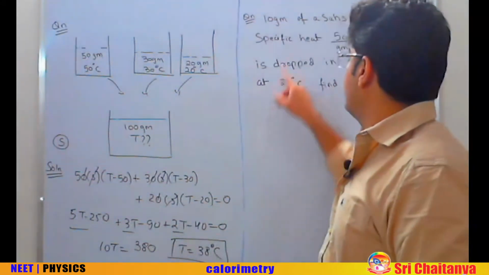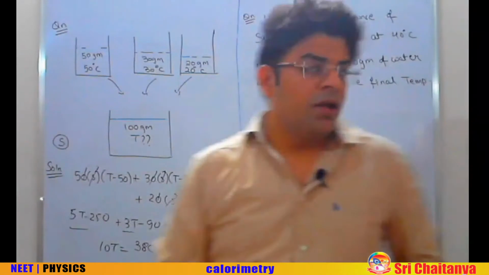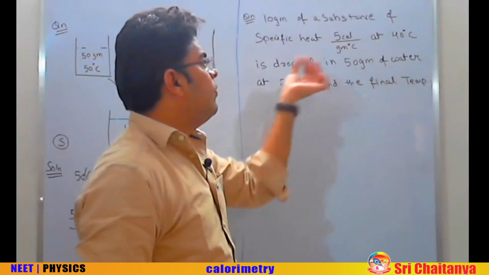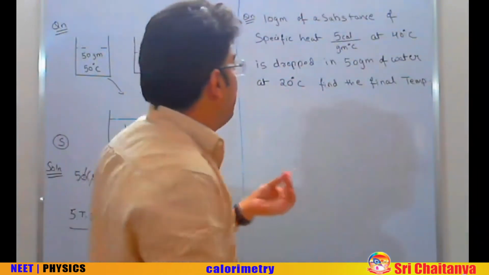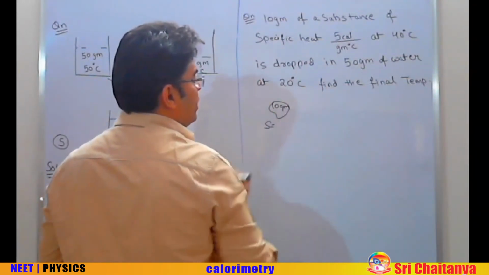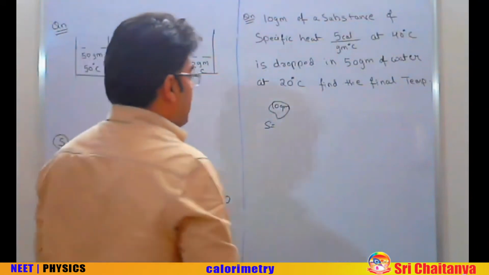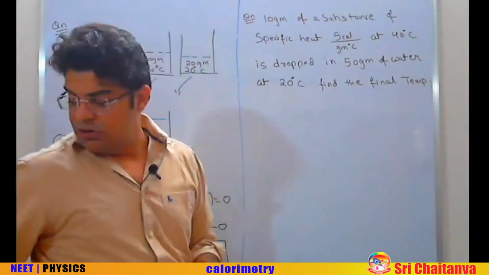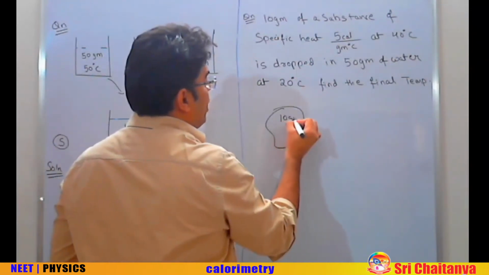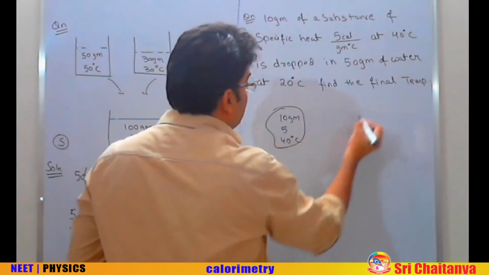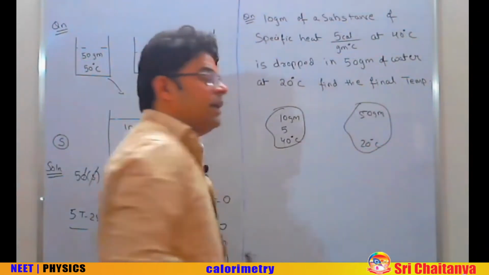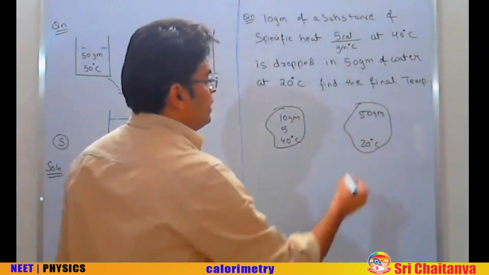Next question. 10 gram of a substance of specific heat 5 calorie per gram degree centigrade at 40 degree centigrade is dropped in 50 gram of water at 20 degree centigrade. What is the final temperature? So the substance has mass of 10 gram, specific heat of 5, initial temperature 40. The water has mass of 50 gram, initial temperature 20, and we know that in calorie per gram degree centigrade, the specific heat of water is 1.